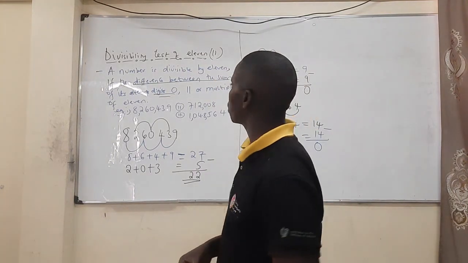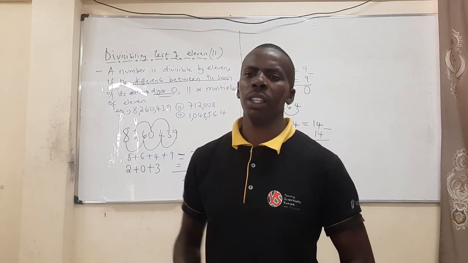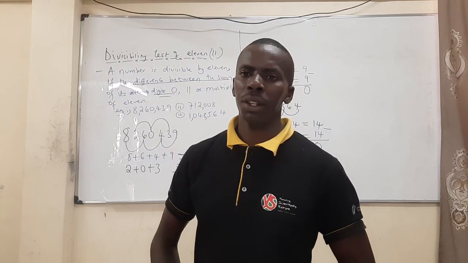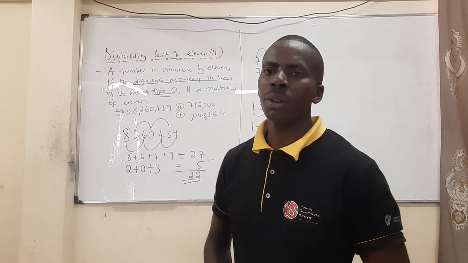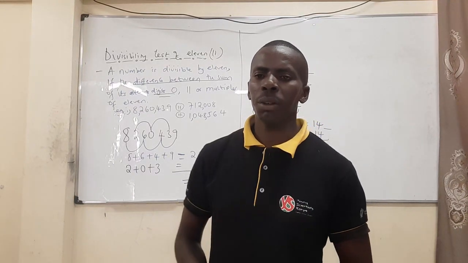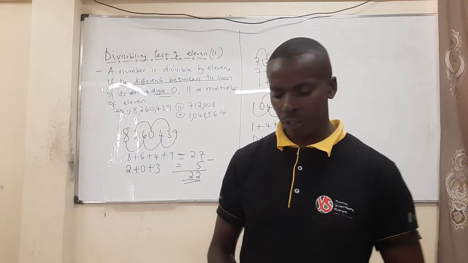So that's how you can test whether a number is divisible by 11. You get the difference between the sums of the alternate digits. If that difference is 0, 11, or a multiple of 11, then that number is divisible by 11.